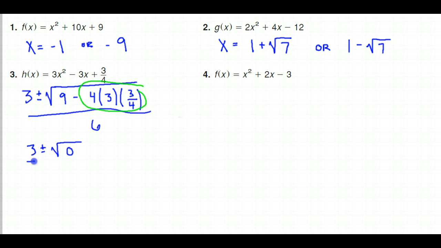So I don't even have a square root value here. And what that means is you're going to only have one solution, because this is going to be 3 plus 0 over 6, which is just 3/6 or a half, and 3 minus the square root of 0, which is 3. When that happens and inside your radical is 0, you only have one solution. In this case, it's 3/6, which is reduced to 1/2.